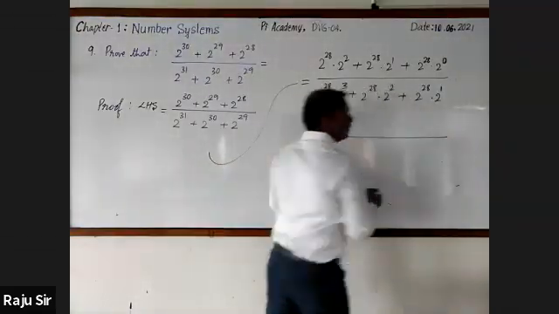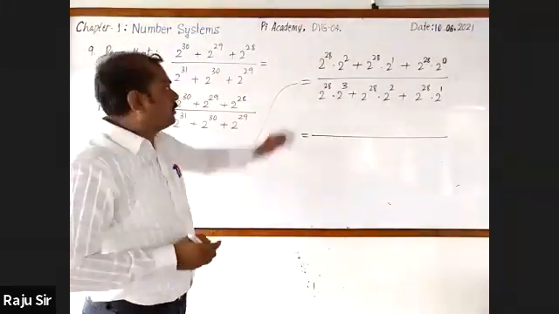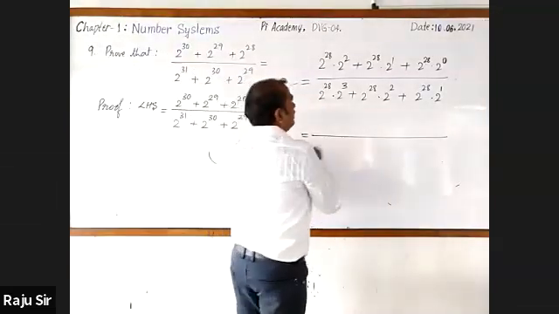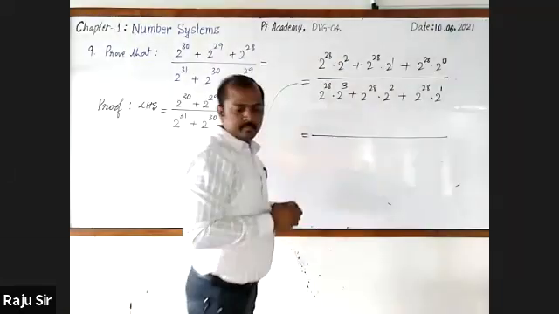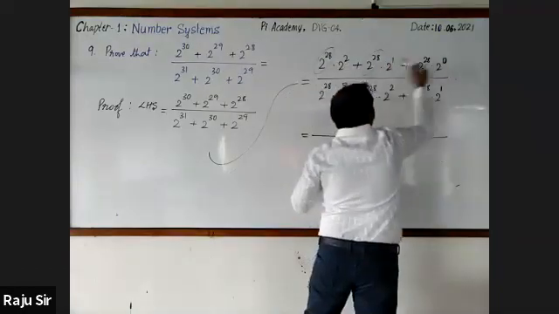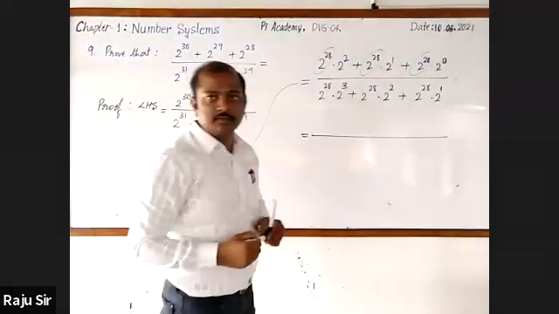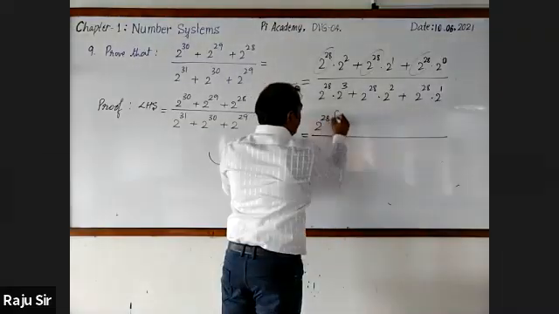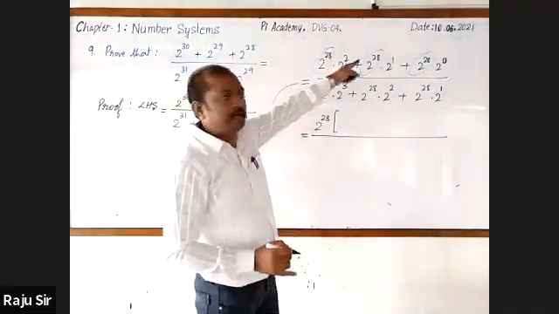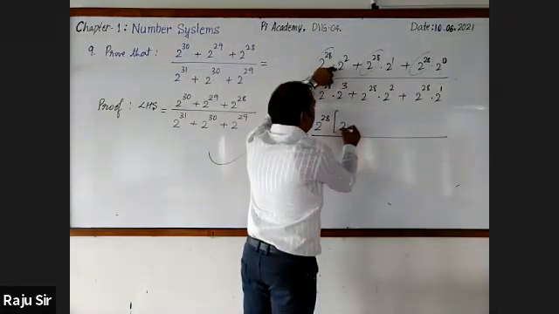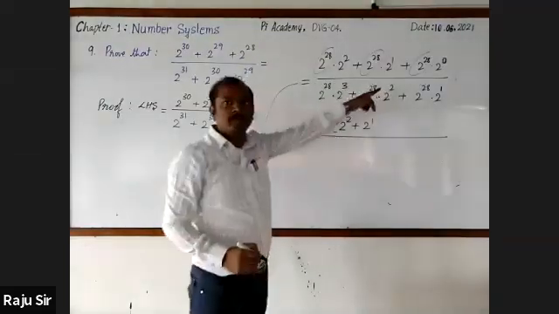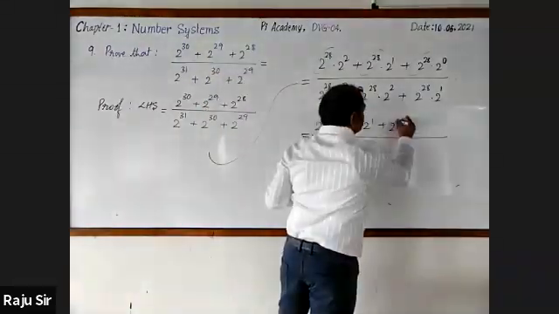Now observe. In the numerator, what is the common factor? 2 raised to the power 28. Let me take 2 raised to the power 28 as the common factor. Write the remaining: we will get 2 square plus 2 raised to the power 1 plus 2 raised to the power 0.